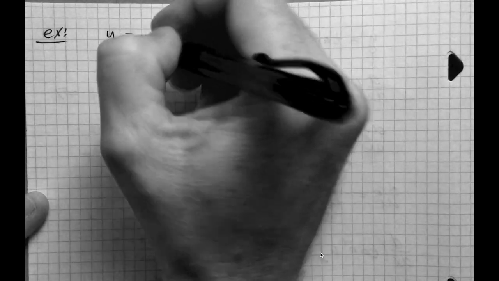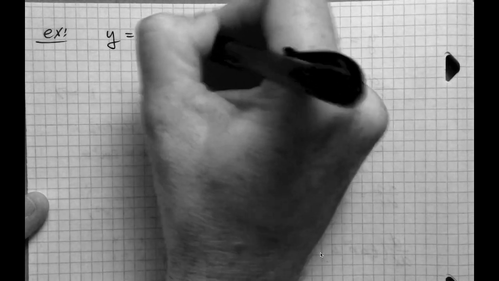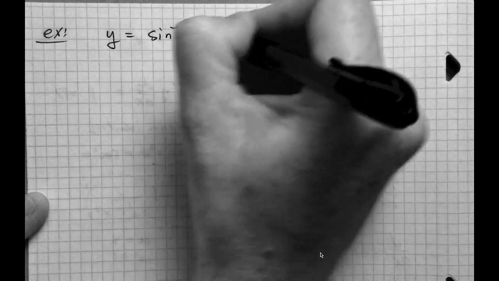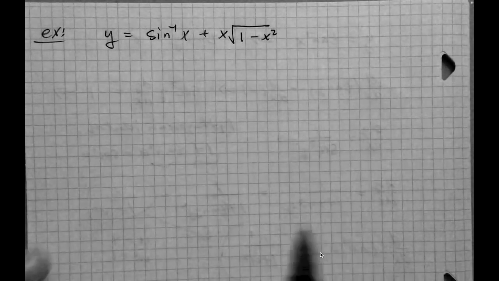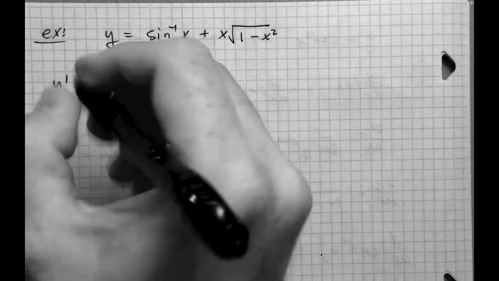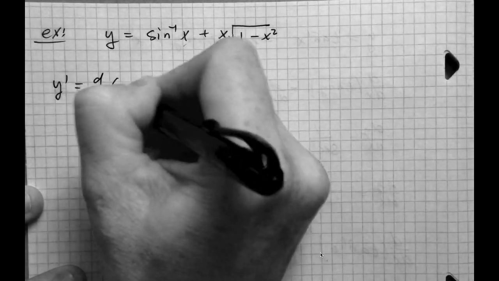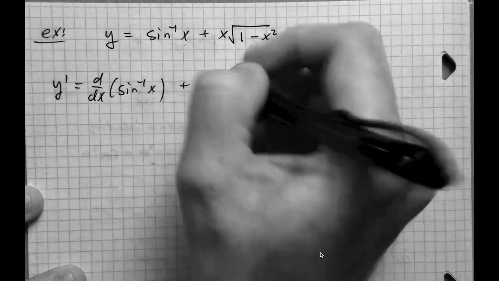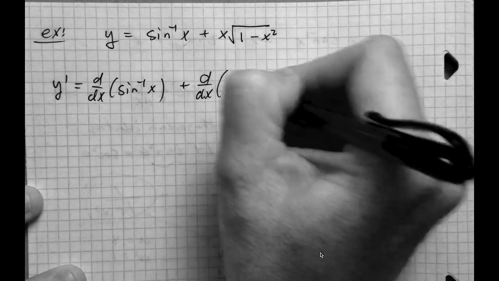Let's do an example, something concrete here. So y equals the inverse sine of x plus x times the square root of 1 minus x squared. Here you've got an inverse sine function as one piece, and then you've got this other piece over here. So let's differentiate this. y prime is equal to d/dx of the inverse sine of x plus d/dx of this guy.